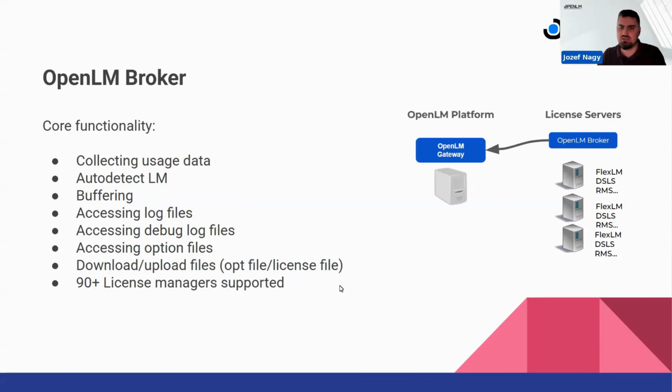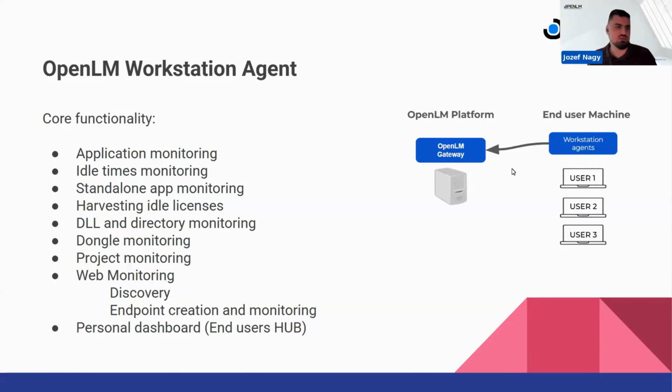It's not mandatory to have, but it will give you more control and more information about your usage. So, as I mentioned before, the OpenLM Workstation Agent needs to be installed on the end user machine, so every machine needs to have one Workstation Agent. The Workstation Agent is monitoring the executable application. It can get information about how many resources are consumed by the application from the workstation, and based on this information, we can determine if the application is idle or not.